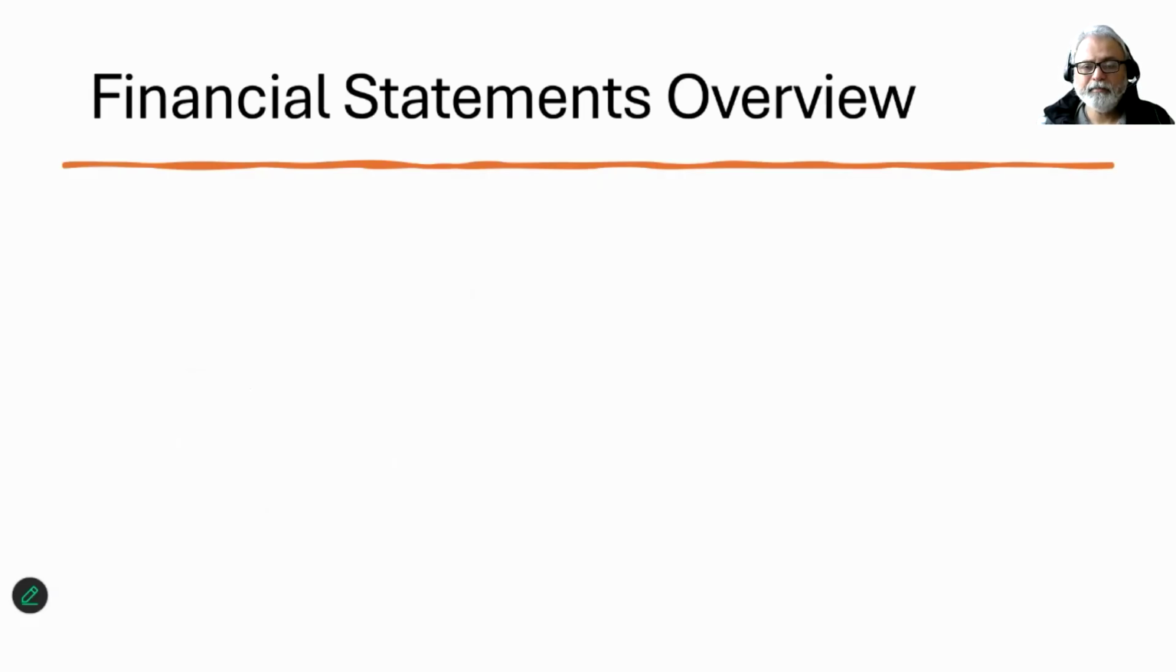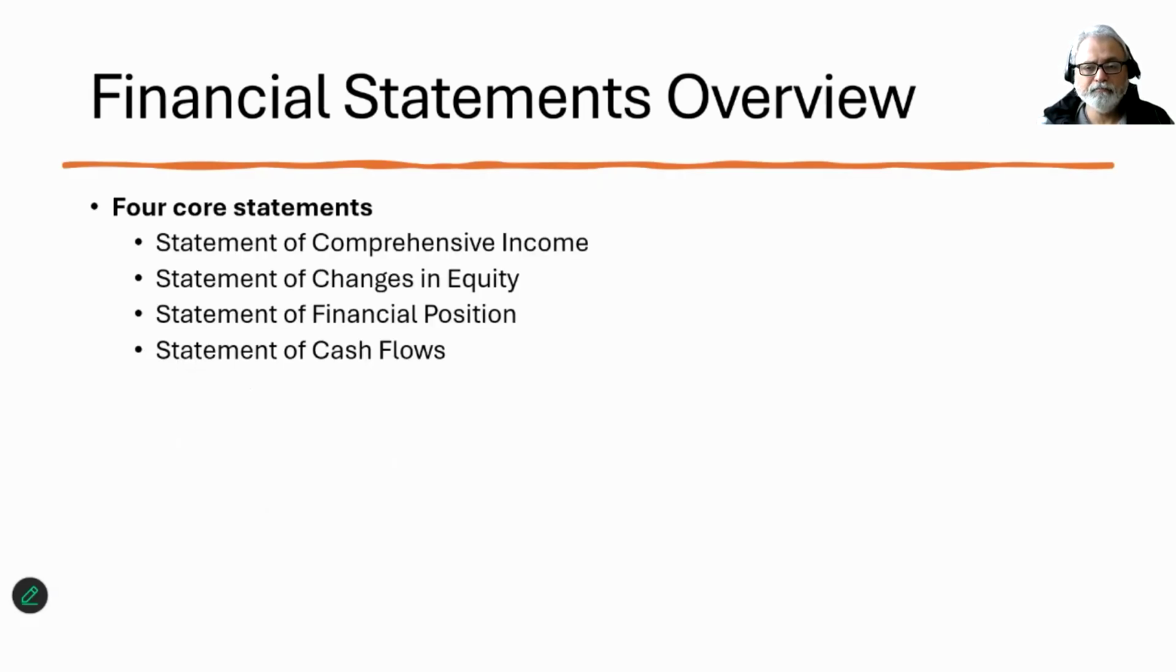Looking at financial statements, there are 4 core statements: the statement of comprehensive income, statement of changes in equity, statement of financial position, and statement of cash flows. These are, of course, IFRS terms. The counterparts in ASPE would be: income statement, statement of retained earnings, balance sheet, and cash flow statement. For a not-for-profit organization, the statement of comprehensive income is instead referred to as a statement of operations, right? The names, of course, reflect purpose.